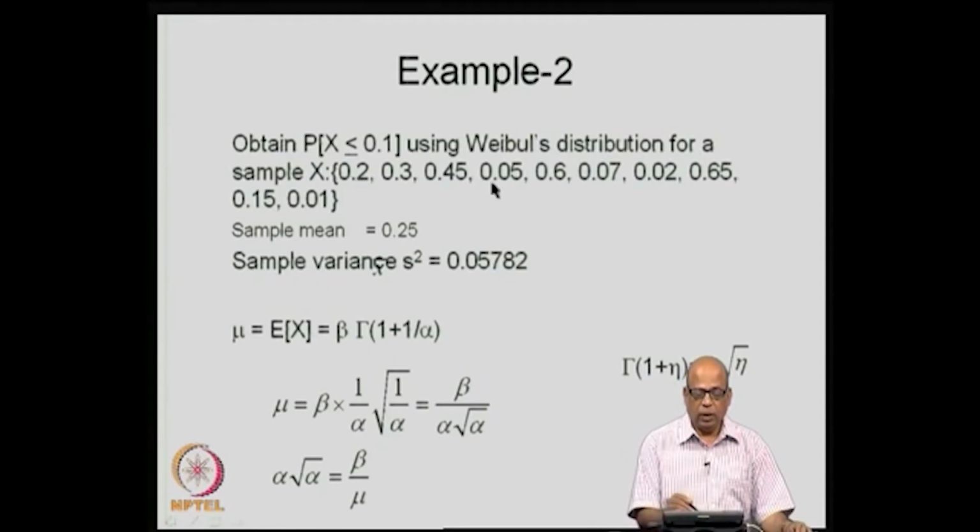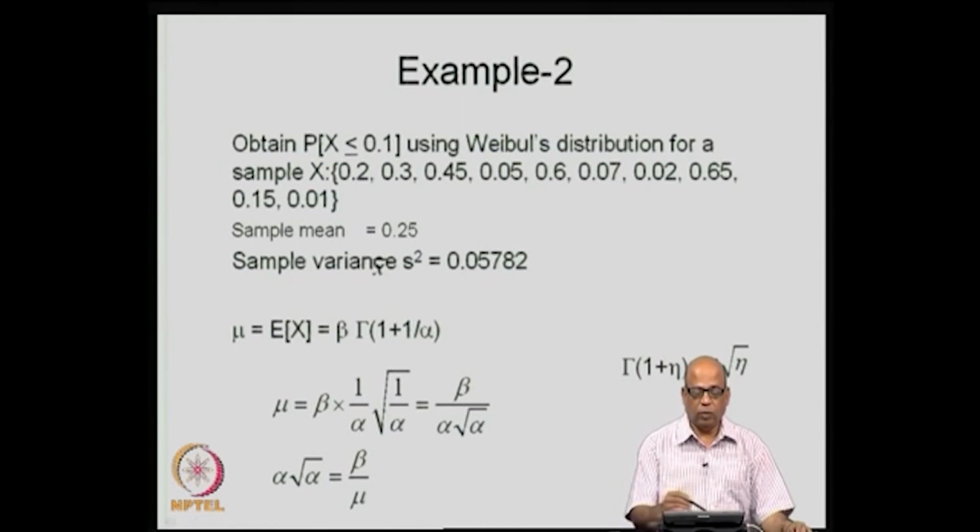Now, the sample mean is 0.25. This is simply the estimate of the mean, the arithmetic average, x bar, and the sample variance s square is 0.05782. We use these two and equate them to the mean and the variance as obtained for the Weibull distribution. This is in fact called the method of moments, which we will introduce in today's class.